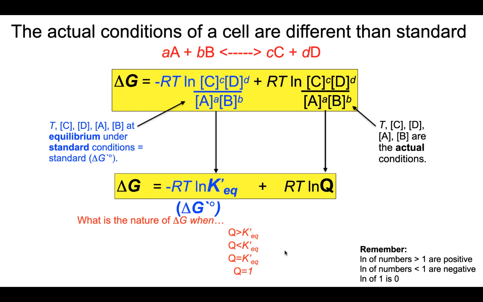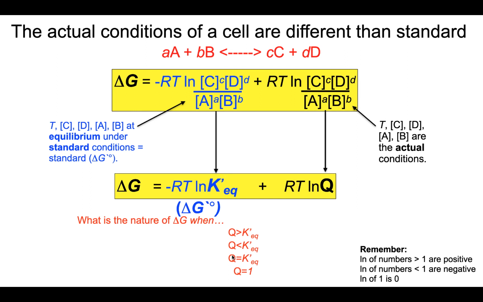Now, what happens if Q is greater than KEQ? That means there are more products than what the reaction wants. The reaction wants to get to a situation where it has a little fewer products than that. So if there are more products, to get to equilibrium we want to turn them back into reactants, which means we want that reaction to go in the reverse direction, which means we have a positive delta G. So under those conditions where Q is greater than KEQ, we have an endergonic reaction. It will spontaneously go in the reverse direction as written left to right here.